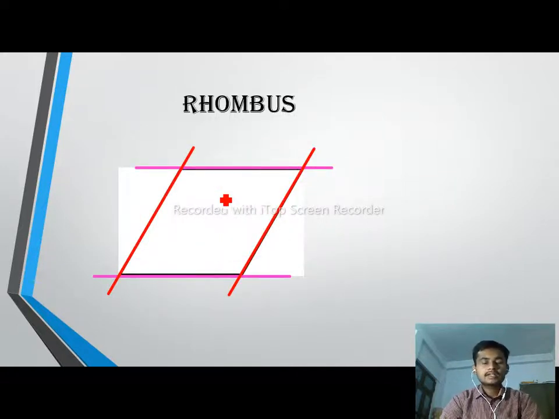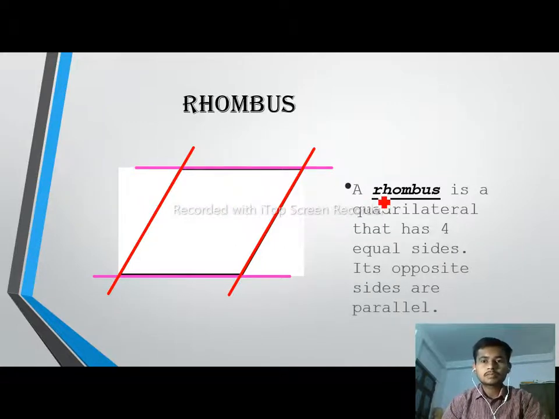Now let's discuss the rhombus type. So what is a rhombus? Let's see. A rhombus is a quadrilateral that has four equal sides.